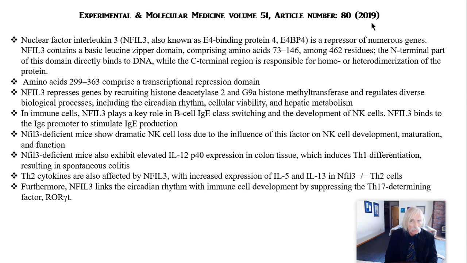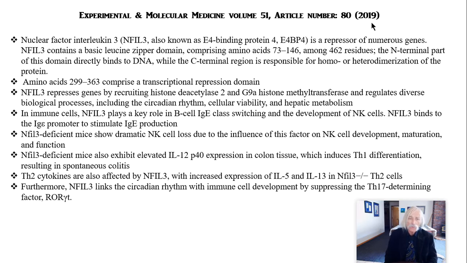So in immune cells, NFIL3 plays a key role in B-cell IgE class switching and the development of natural killer cells. Now, that's pretty significant, right? NFIL3 binds to the Ig epsilon promoter and stimulates IgE production, right? So this is often an allergic response, right? So NFIL3 is all over the map. NFIL3 deficient mice, actually, in subclinical studies, show dramatic natural killer cell loss due to the influence of that factor, NFIL3, on NK cell development, as I just was saying. Not only on development, but maturation and ultimately function, of course.